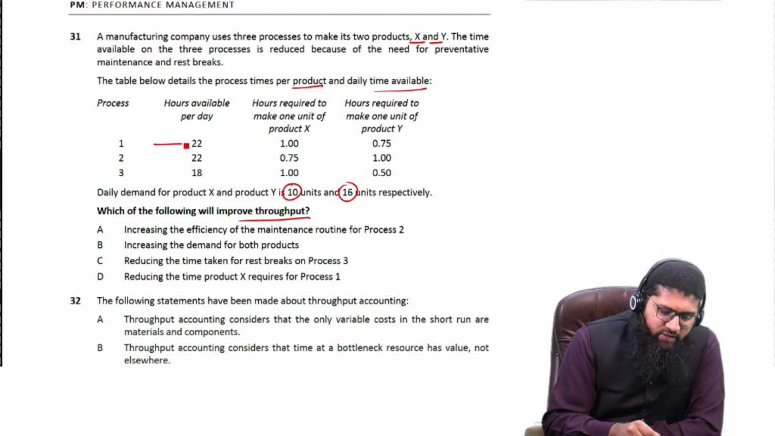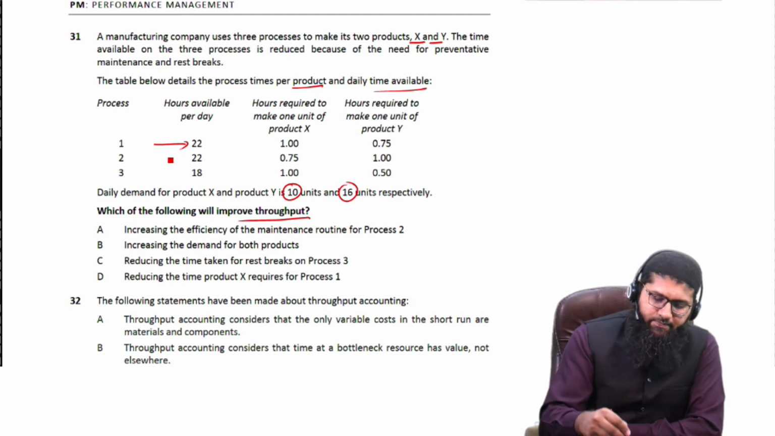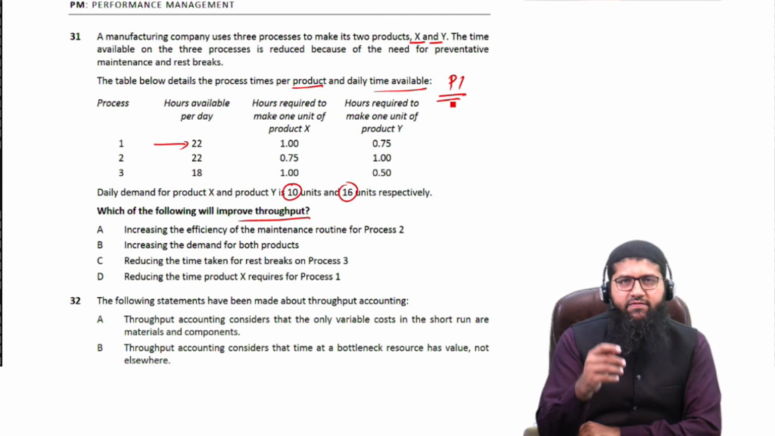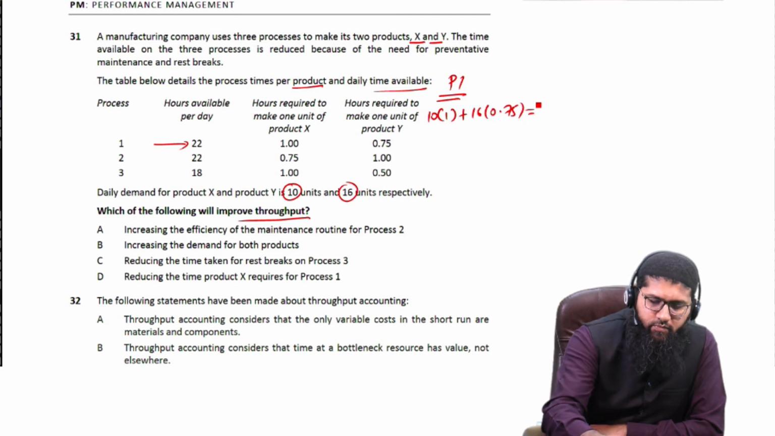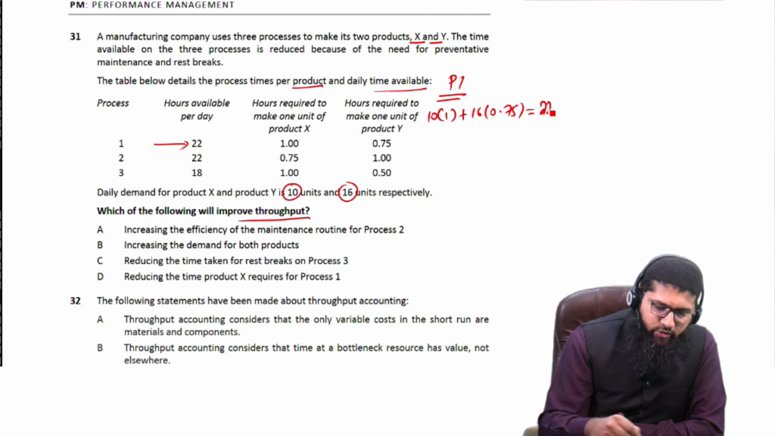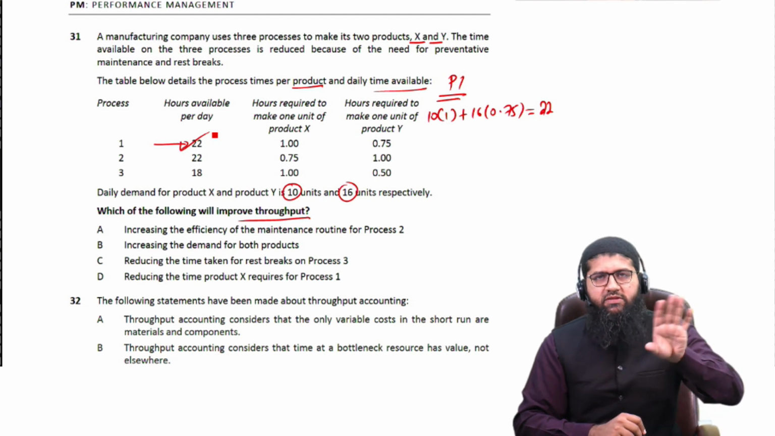For process 1, there are 22 hours available per day. Let's see if process 1 is the bottleneck resource. 10 units of X plus 16 units of Y gives you 22, and 22 hours are available. That means no bottleneck.